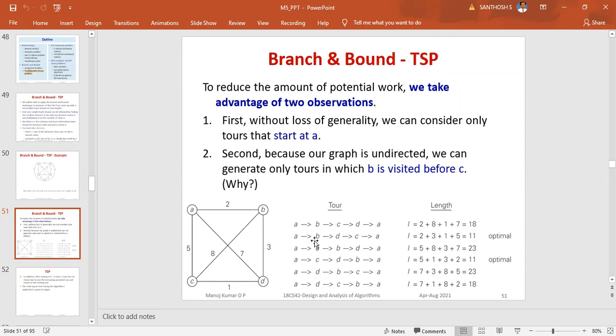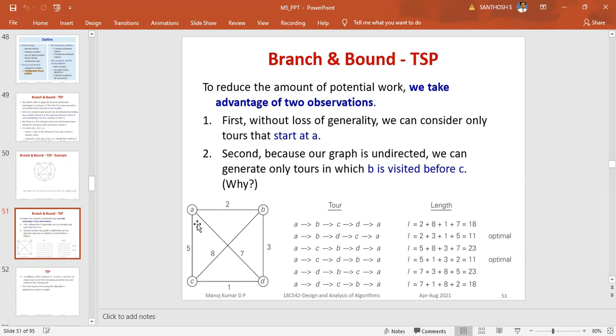Now for the second path. A to B is 2. B to D is 3. D to C is 1. And C to A is 5. So that is equal to 11. Next, A to C is 5, C to B is 8, B to D is 3, and D to A is 7. So that is equal to 23.